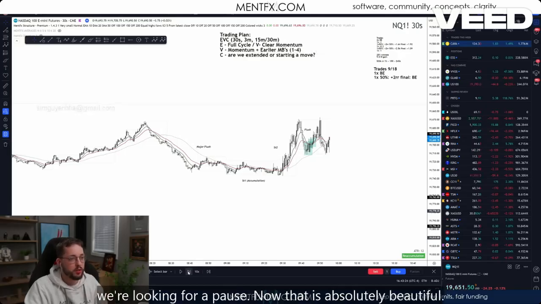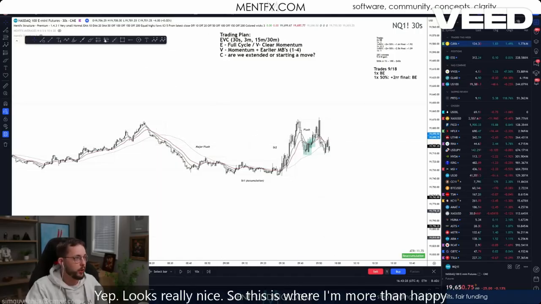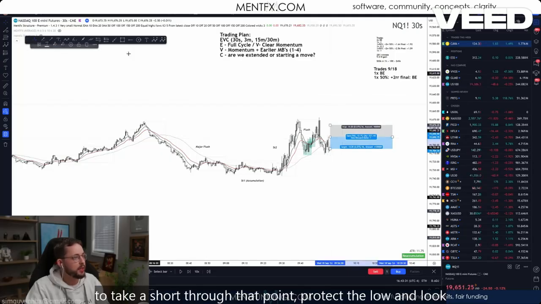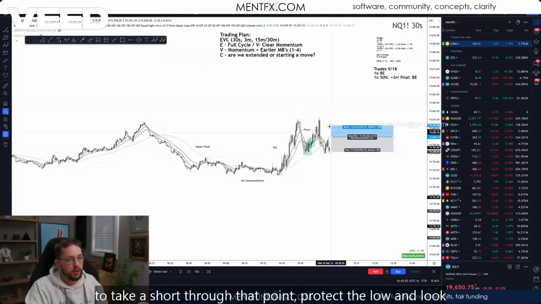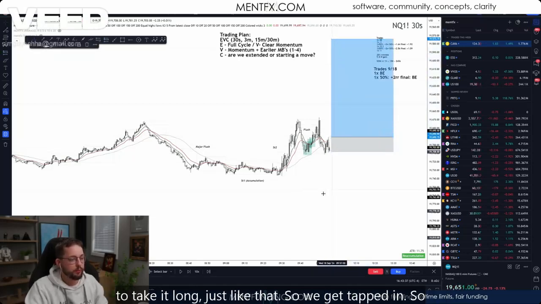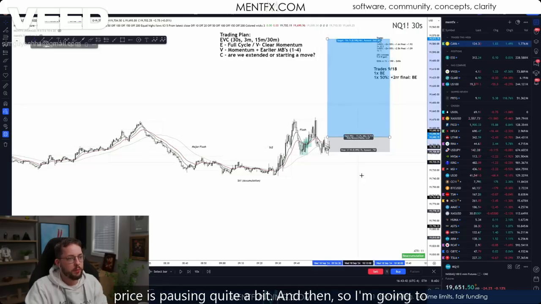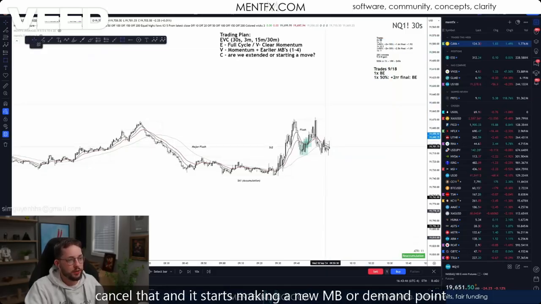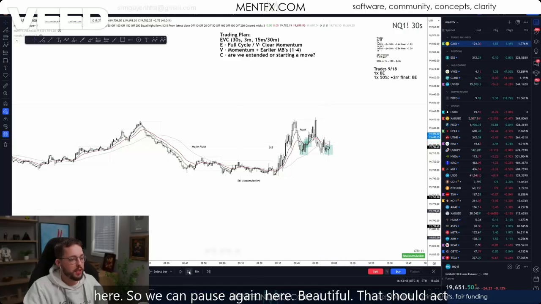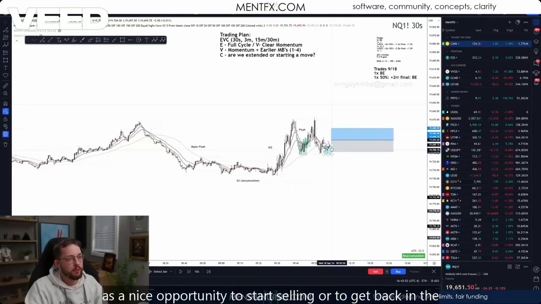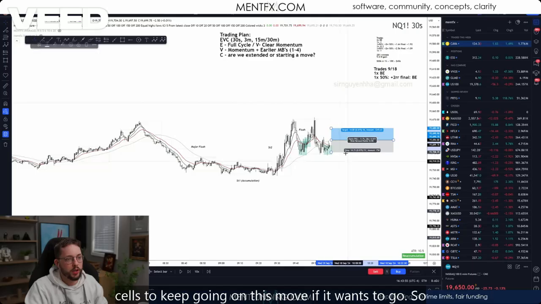So we're looking for a pause. Now that is absolutely beautiful. Yep, looks really nice. So this is where I'm more than happy to take a short through that point, protect the low, and look to take it long, just like that. So we get tapped in. Price is pausing quite a bit, and then I'm going to cancel that, and it starts making a new MB or demand point here. So we can pause again here. Beautiful. That should act as a nice opportunity to start selling or to get back in the sells to keep going on this move if it wants to go.